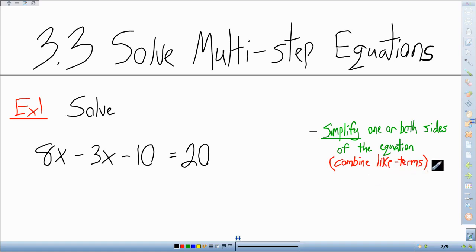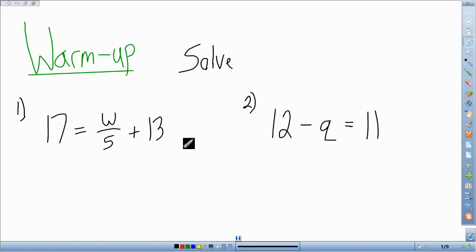But before we get into that, I want you guys to try out a couple warm-up problems dealing with the two-step equation stuff we were learning in the last lesson. So go ahead, take a minute, try these out real quick.